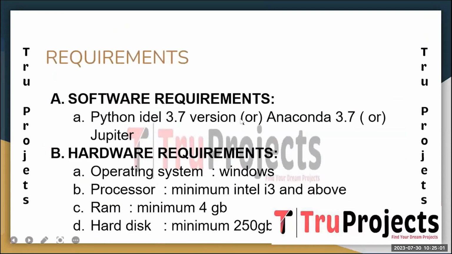These are the basic requirements needed to build this project. The software requirements are Python IDE with version 3.7, or Anaconda with version 3.7, or Jupyter Notebook. Hardware requirements are Windows operating system, a processor of minimum Intel i3 and above, RAM of minimum 4 GB, and hard disk of minimum 250 GB.